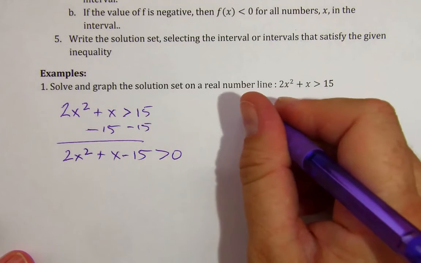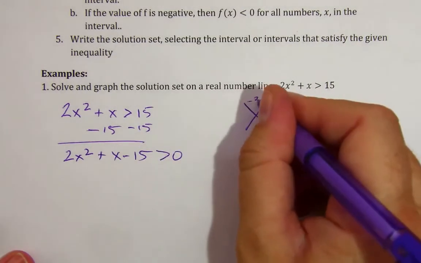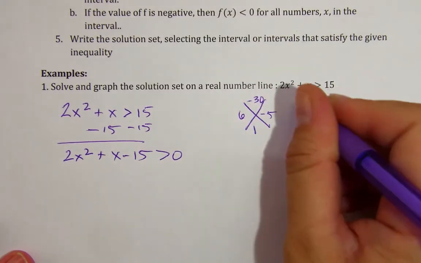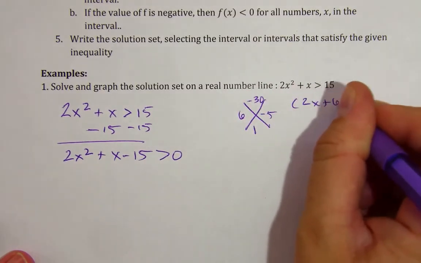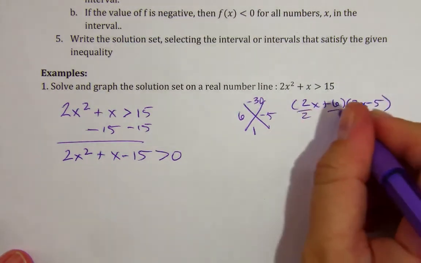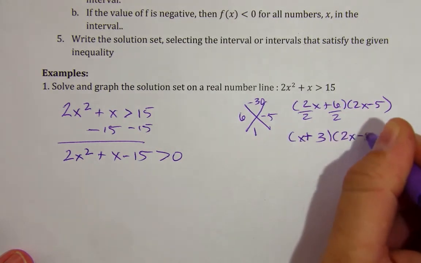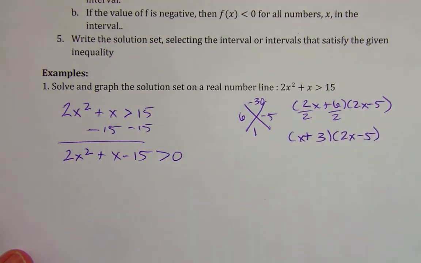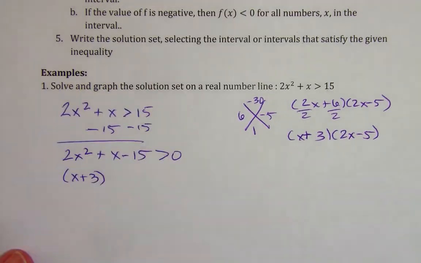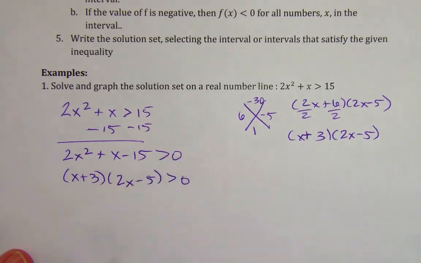And off on the side here, I'm going to go ahead and factor. Negative 15 times 2 is negative 30. And then we have a 1, so that would be 6 and negative 5. So 2x plus 6, 2x minus 5, and then x plus 3 and 2x minus 5. That's our answer. So our factors here are x plus 3 and 2x minus 5 greater than 0.